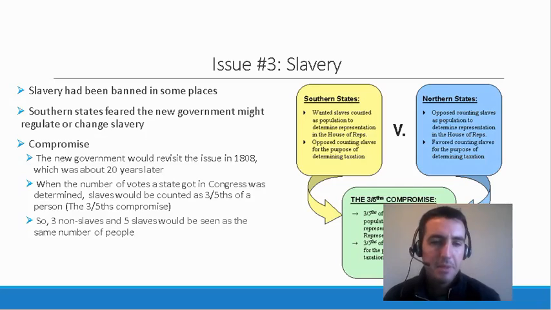So there's a compromise on this. The new government would revisit the issue in 1808, so about 20 years later or so. They would look back at the issue of slavery and decide what to do.